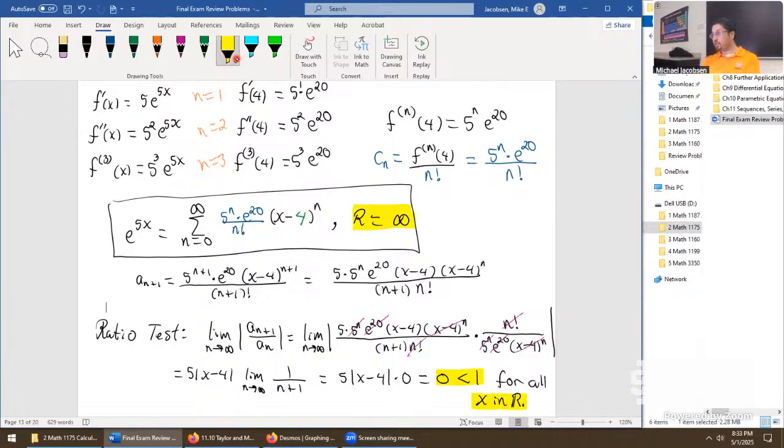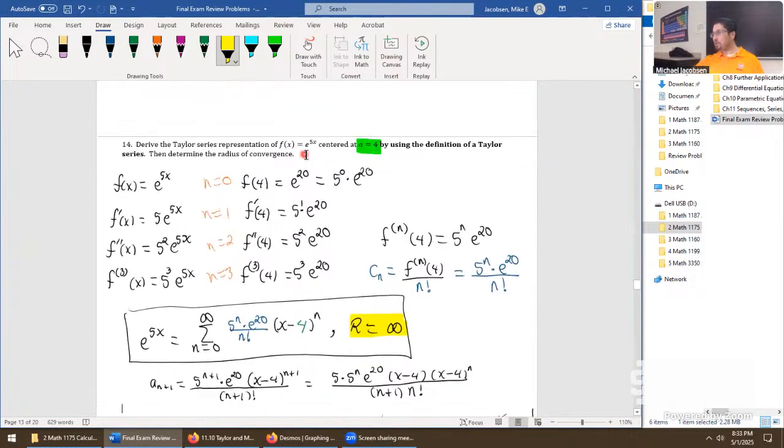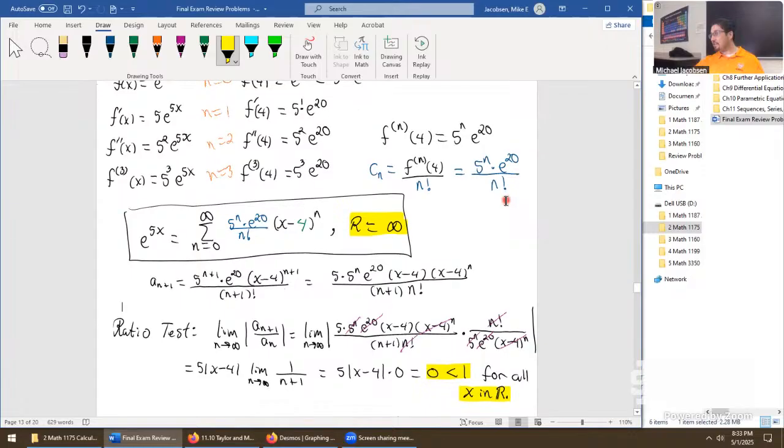If we wanted the interval of convergence, it wouldn't have been much work. We would just say from negative infinity to positive infinity. That's kind of a big problem, even though we shortened it up a little bit with e to the 5x. Any questions at all, folks, on the process?